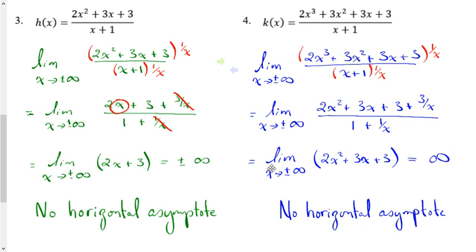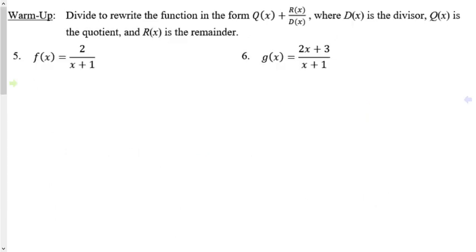Okay, so now in these next questions, we're going to do something a little bit different. I want you to divide to rewrite each function in the form some quotient plus a remainder over the divisor. So a little bit similar to what we did in Math 30-1, only this isn't the typical form that we wrote it in. So let me just demonstrate with question number 5 here.